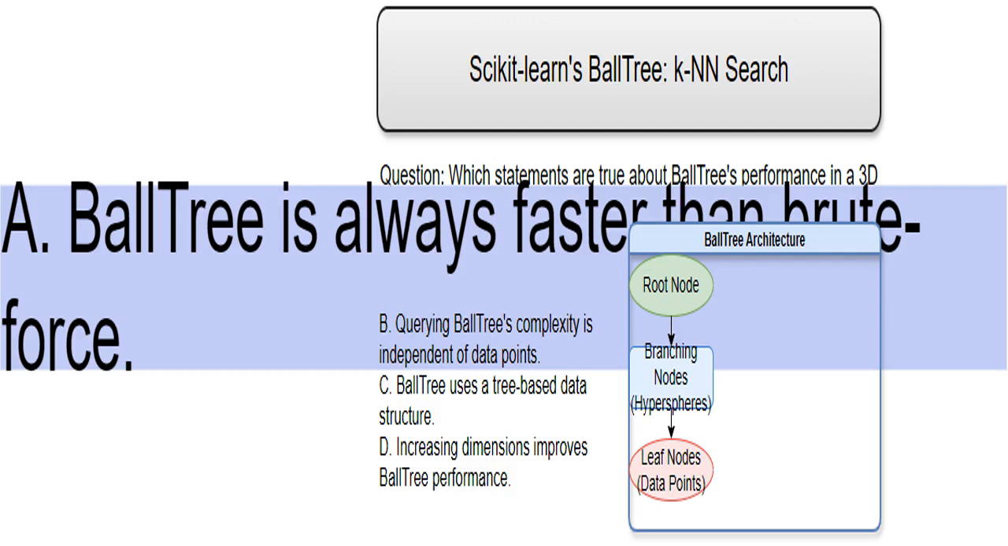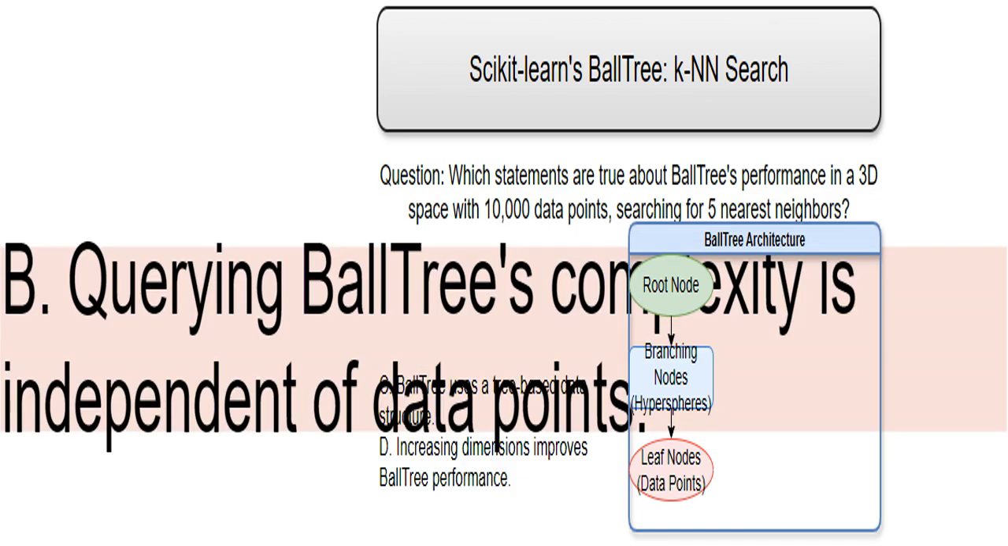While BallTree is generally faster, especially with large datasets, it's not always guaranteed. For very small datasets, brute force might actually be quicker. So, this statement is too strong. Statement B says that the time it takes to query the BallTree is unrelated to the dataset size. This is incorrect. BallTree's efficiency is linked to the number of points. In the best case, it has a logarithmic time complexity, which means the time increases slowly with the number of data points. In the worst case, the time complexity is linear. Therefore, this statement is false.